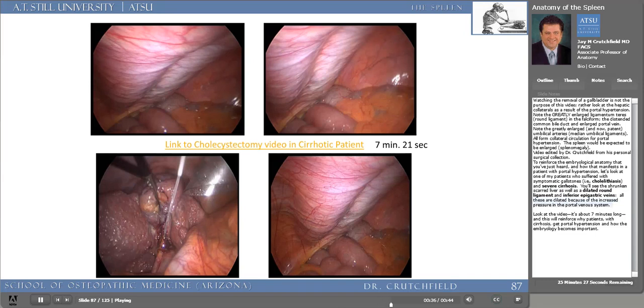It's about 7 minutes long, and this will reinforce why patients with cirrhosis get portal hypertension, and how the embryology becomes important.